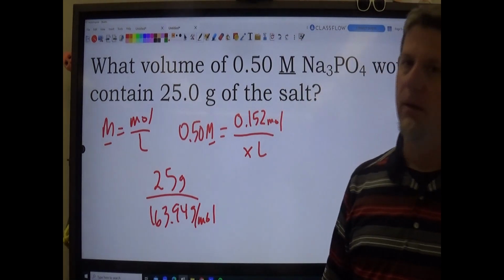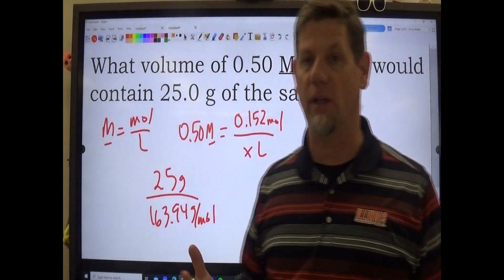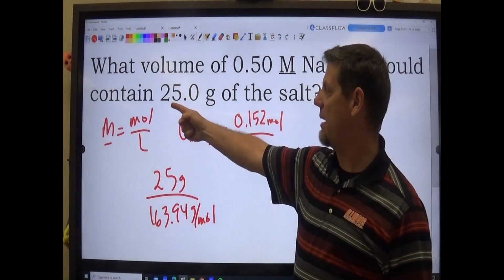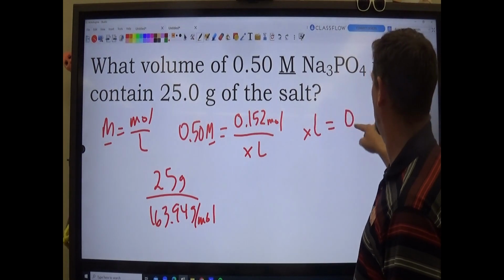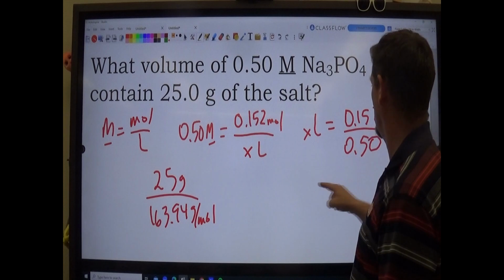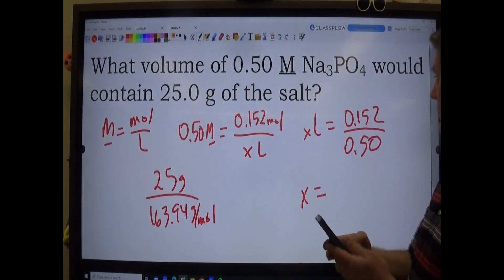This is algebra. You should know how to do this, but I know a lot of you really struggle with it. I'm going to cross multiply both sides by x, and then divide. So it's going to end up being x liters equals 0.152 divided by 0.50. And so x is going to be, I believe, 0.304.